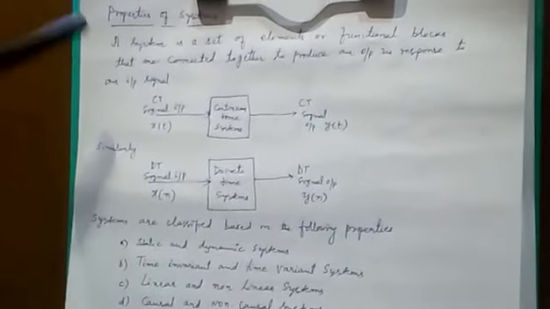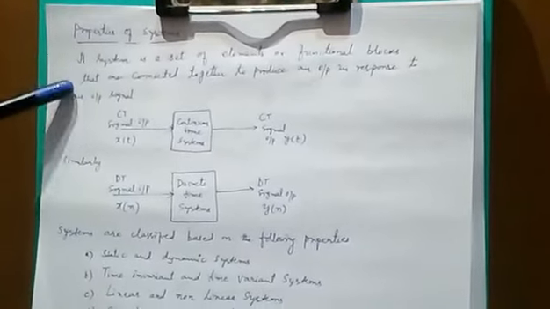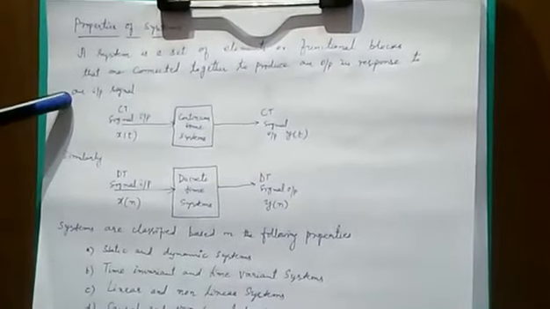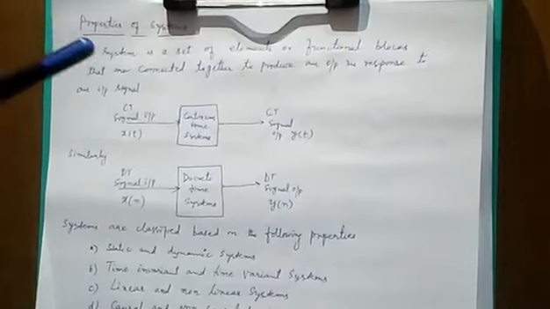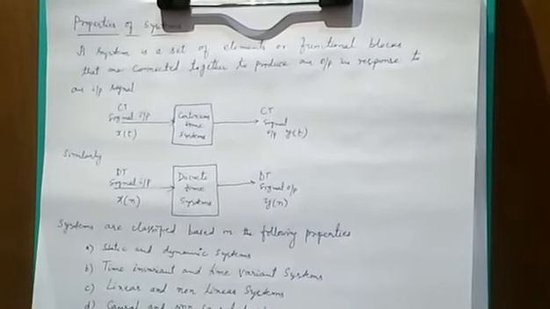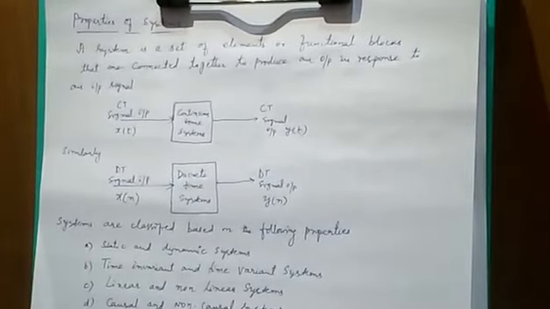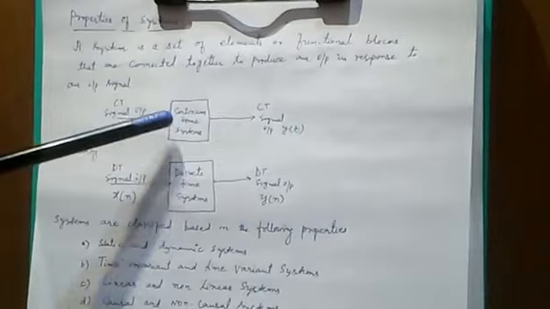In this class, we'll study the different properties of a system. First, we'll see the definition of a system. A system is a set of elements or functional blocks that can be connected together to produce an output. I have taken a continuous time system like this.